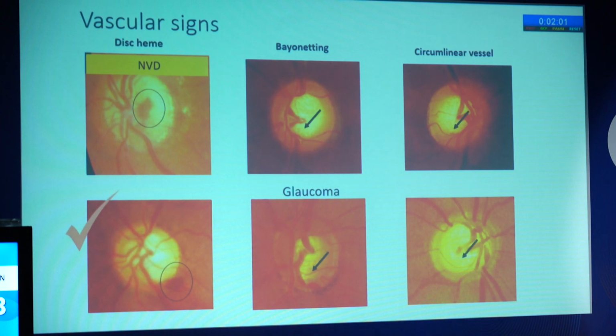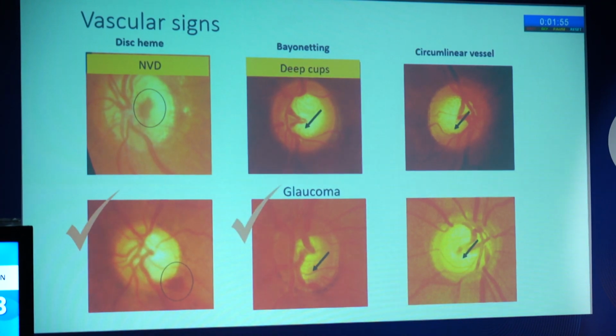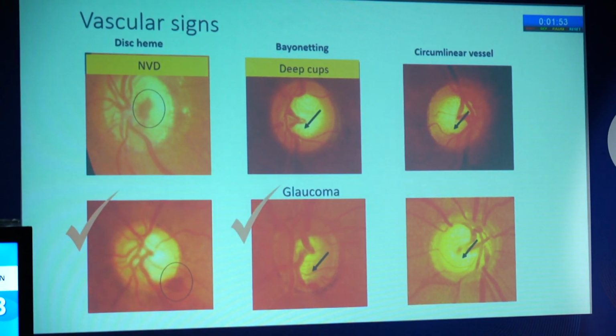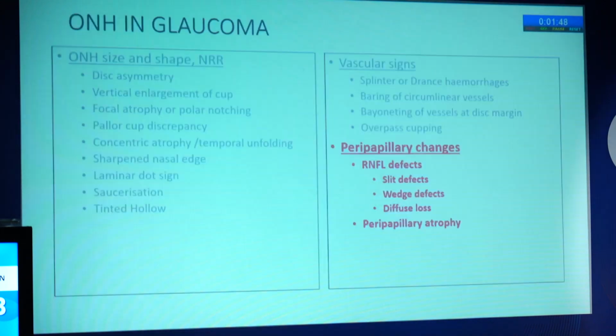So this is an NVD, and this is disc hemorrhage, which is glaucoma. This is bayoneting with a large cup, and this is definitely a thinning of the NRR with notching, which is glaucoma. This is a circumlinear vessel, which is normal, and this is baring, which is glaucoma.